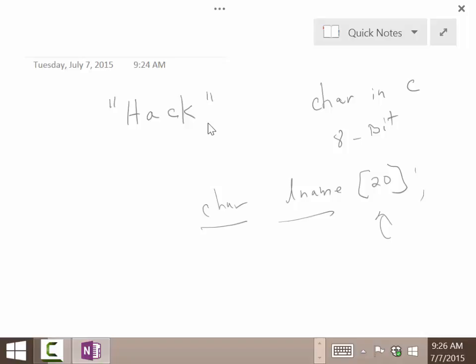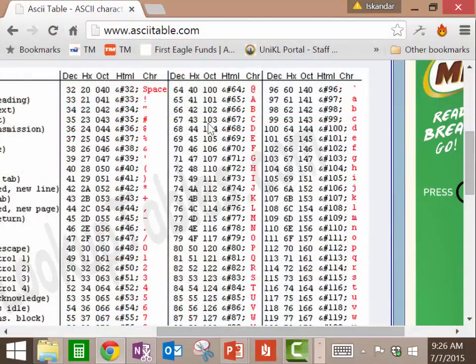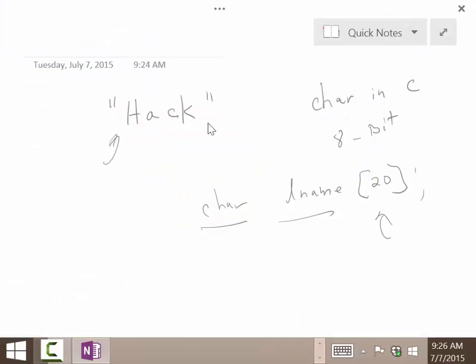So what this is saying is that I've got an array of 20 characters that's going to be defined as last name. The first, which is the H. The H going back to right there. H is 72. Now let's use the hex there. It's going to be 48. So the H is 0x48 right there.